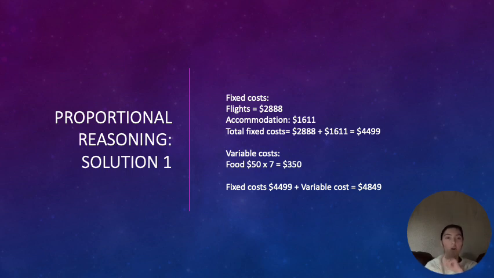Additionally, there are also variable costs, which are subject to change. In this case, the variable cost is food, which is around $50 per day, which equals $350 for 7 days. It is important to differentiate your fixed costs to help identify the base amount for your trip prior to considering your daily expenses. As seen here, I have broken them apart.